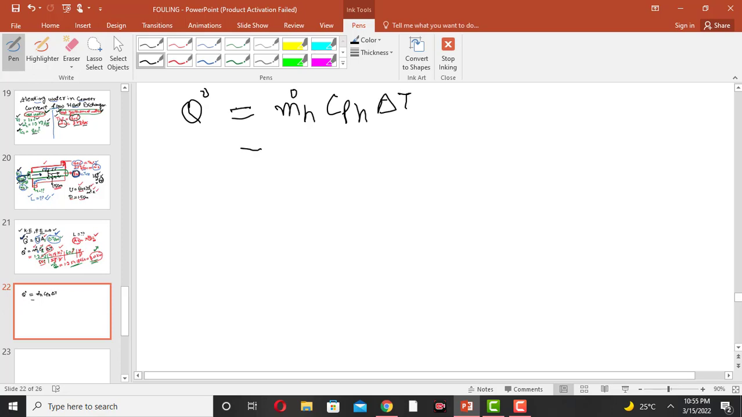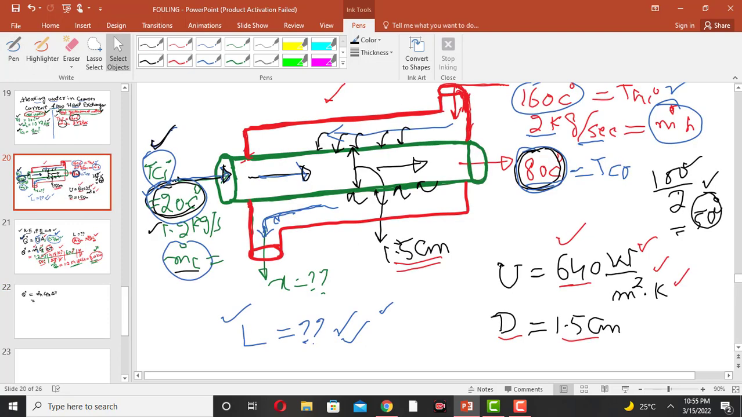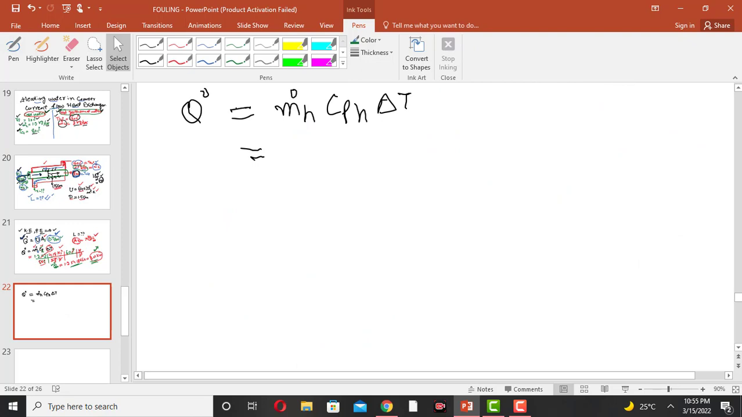So the mass flow rate of the hot fluid is given to us. It is 2 kg per second.